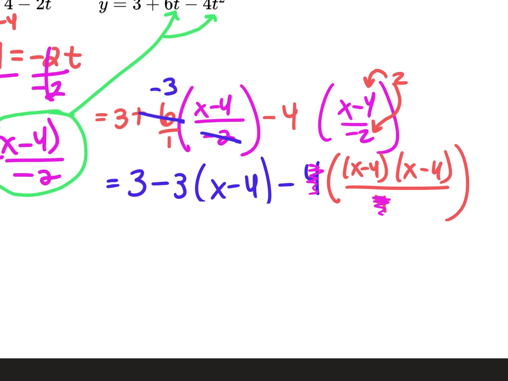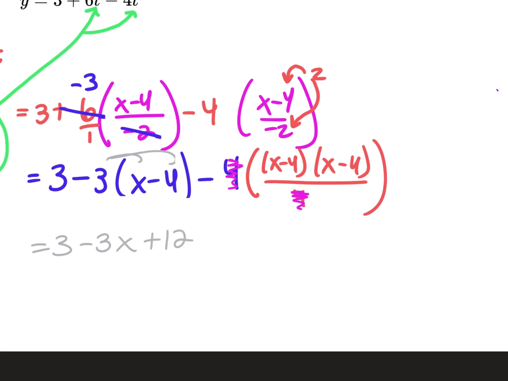So now we just keep simplifying. I have my 3 still hanging out here in the front. When I distribute this negative 3, what does this become? Negative 3x. Perfect. I'm going to leave this minus here, and then I'm going to FOIL. What's x times x? X squared. Then I have x times negative 4. And a negative 4 times x is going to give me minus 8x. And then negative 4 times negative 4 is plus 16.